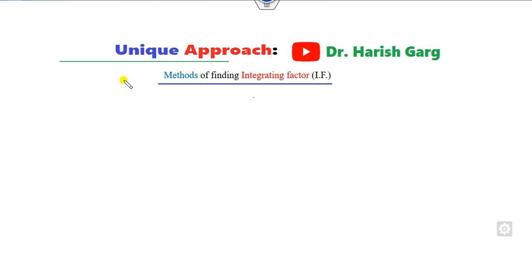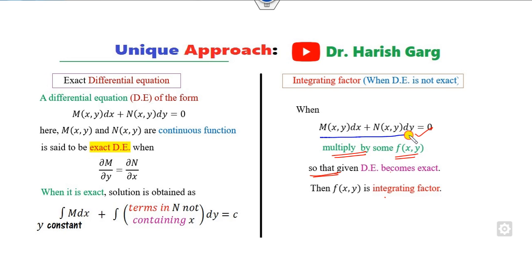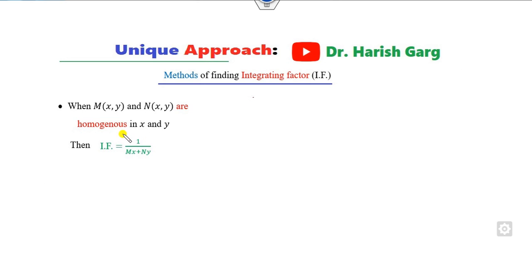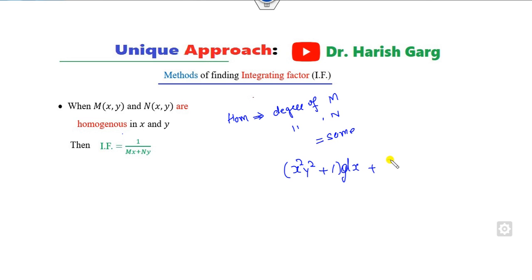How can you find the integrating factor? Here are some simple tips. Remember, my differential equation is here. So if M and N are both homogeneous functions, what is the meaning of homogeneous? That means the degree of M and the degree of N are the same. Like (x square y square plus 1) dx plus (x square plus y square) dy is 0. So clearly the degree of this is 2 and the degree of this is 2.